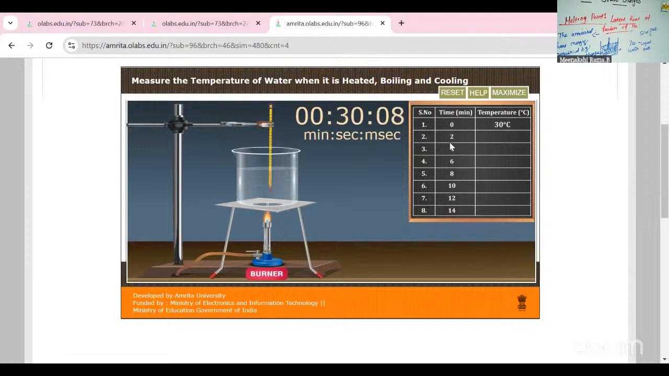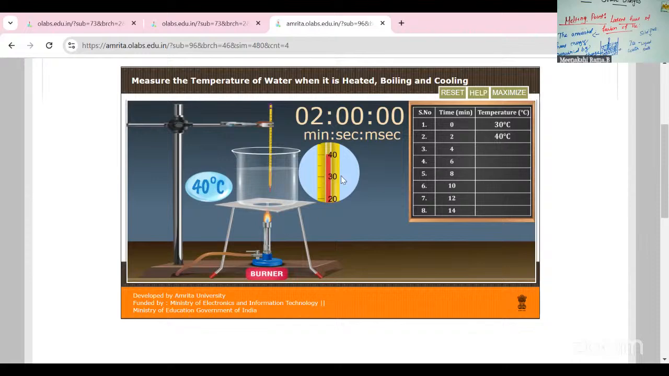After 2 minutes, so the time is 2 minutes, 2, 4, 6, 8. So 2 minutes are increased in this area. After 2 minutes, what will happen here? Just you observe, 1 minute is completed. After 2 minutes, how much is the temperature level? Yes, the temperature level is increased. 20 degrees Celsius is increased within 2 minutes.